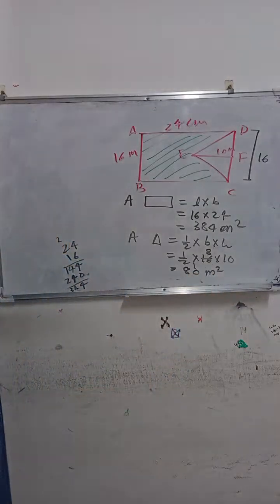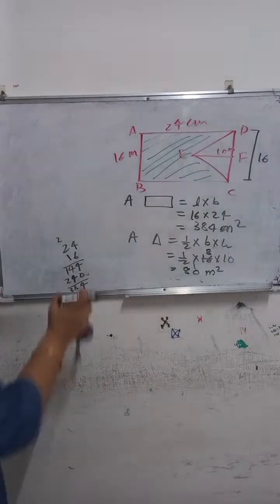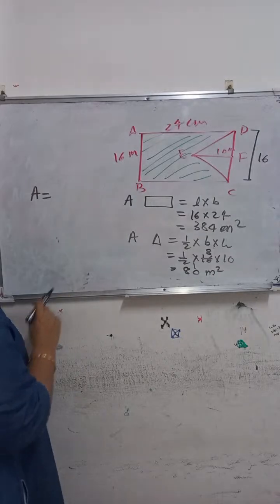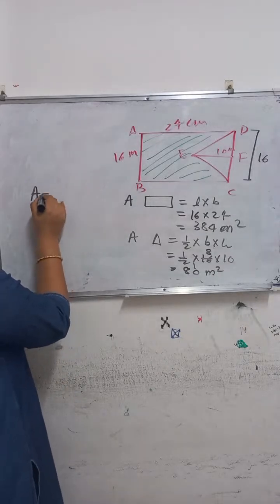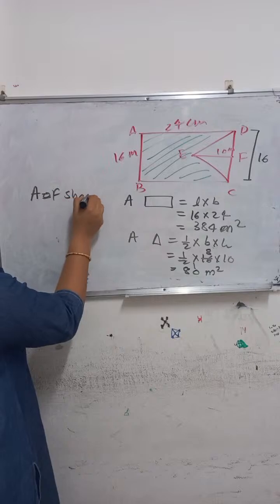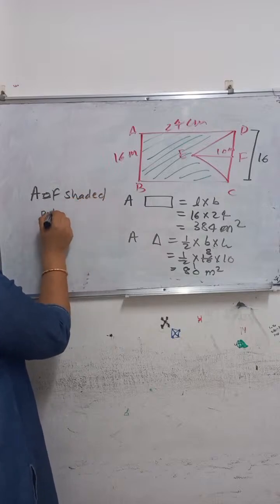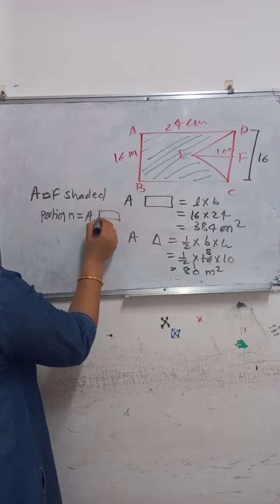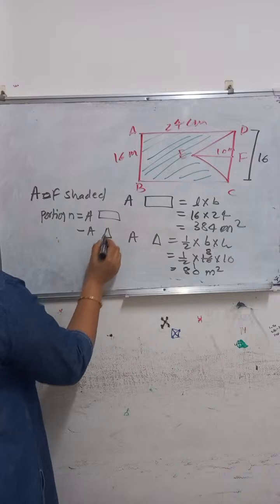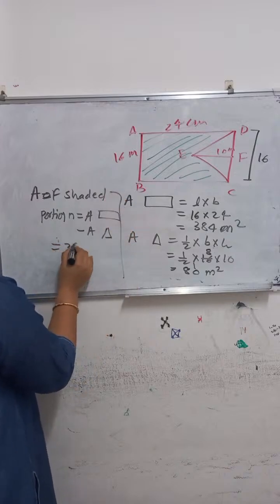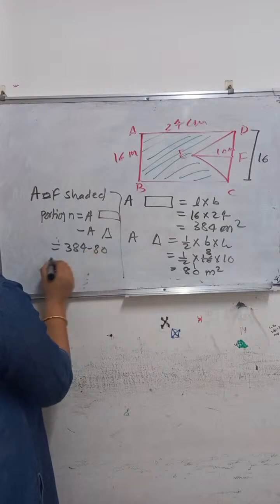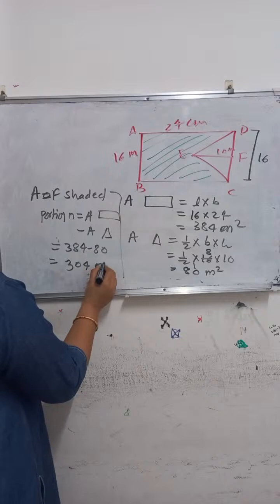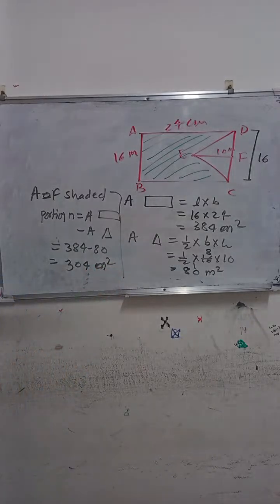Then you can calculate the area of the shaded portion. Area of the shaded portion is nothing but area of the rectangle minus area of the triangle. Okay, so that is 384 minus 80, which is nothing but what here? You will get 304 meters square. Getting this? This is the answer.